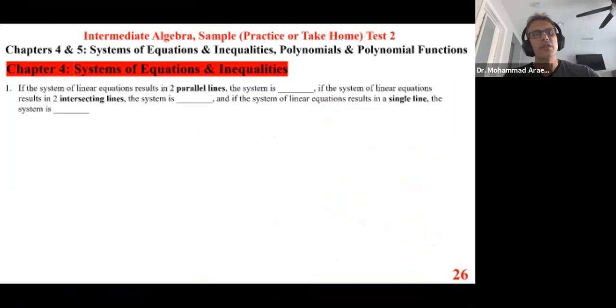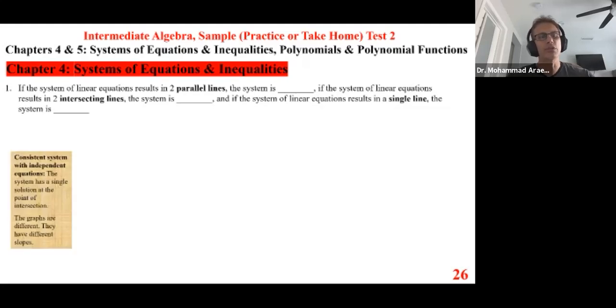If the system of linear equations results in two parallel lines, the system is what? If the system of linear equations results in two intersecting lines, we want to know what type of system we have. And also, if the system of linear equations results in a single line, what type of system do we have? Okay, to deal with that, let's recall what we covered in our PowerPoints.